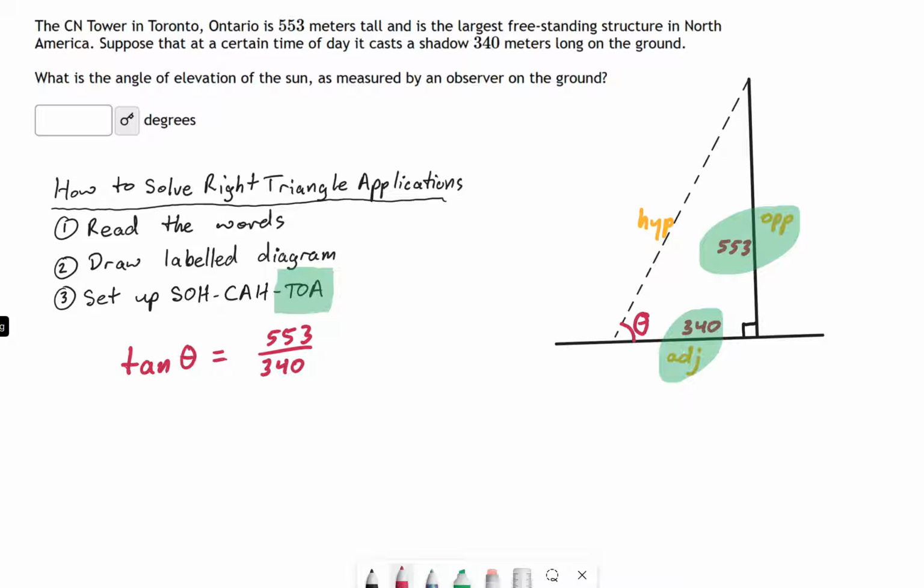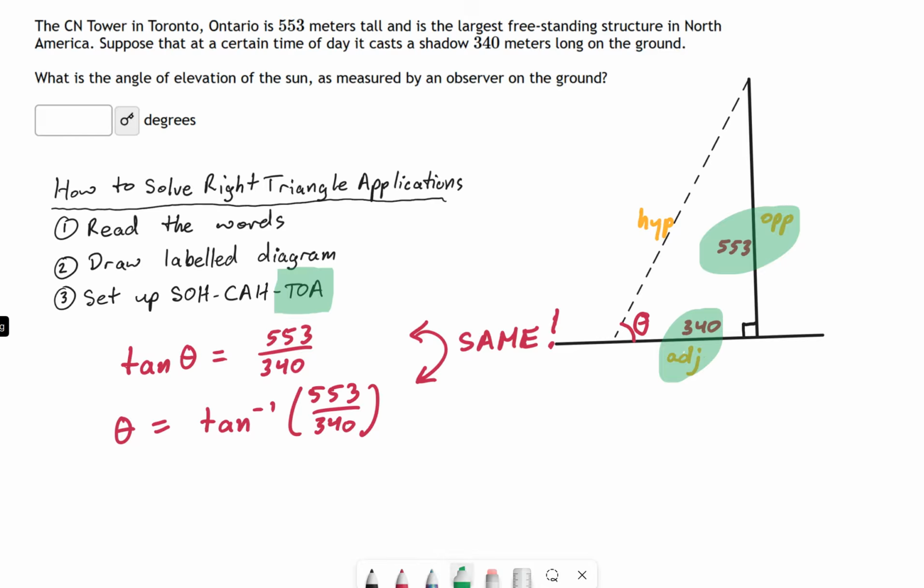Now, you're going to have to use an inverse tangent button on the calculator. In other words, let's rearrange this thing and say theta equals the inverse tangent of 553 over 340. These two things that I just drew right there, these are exactly the same. They mean the same thing in terms of the math. The calculator has a button on it called the inverse tangent button. That's what we're going to use to solve this.